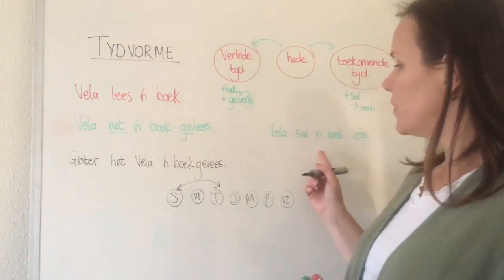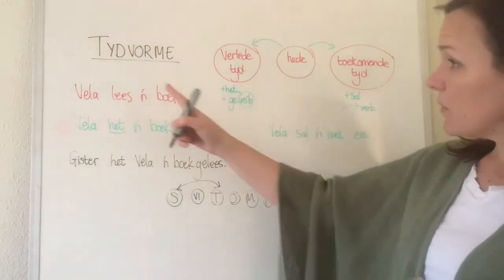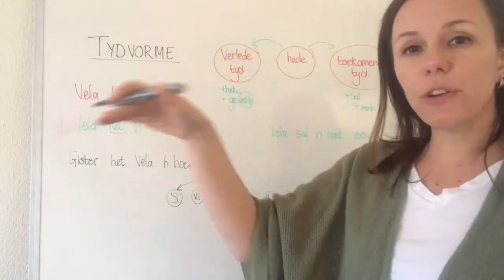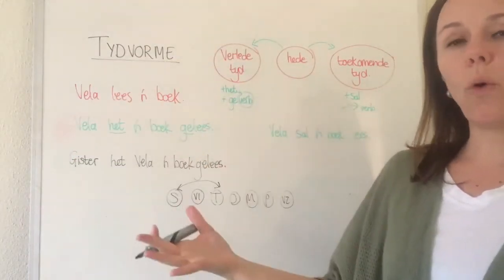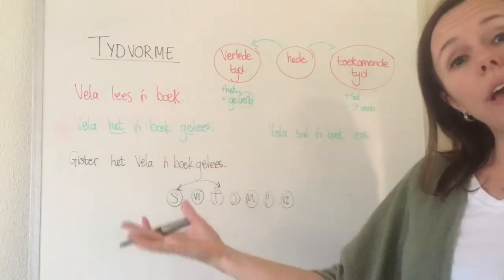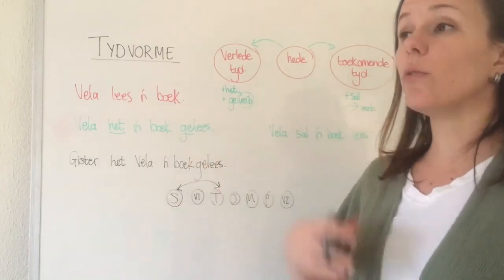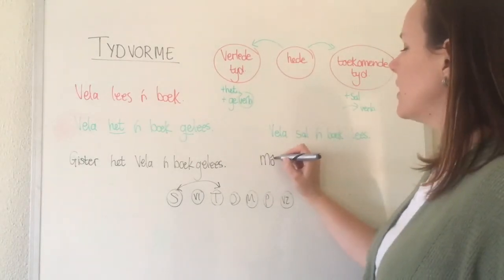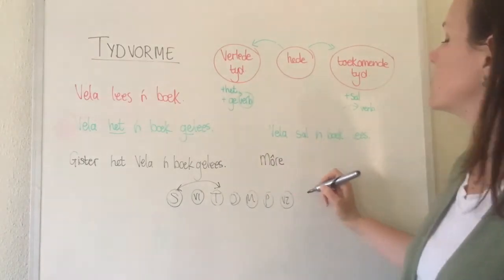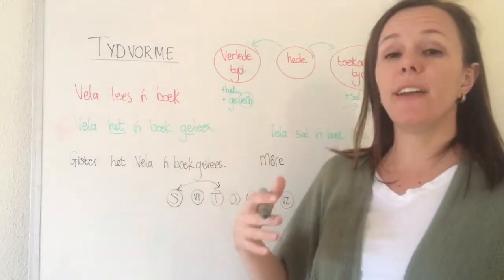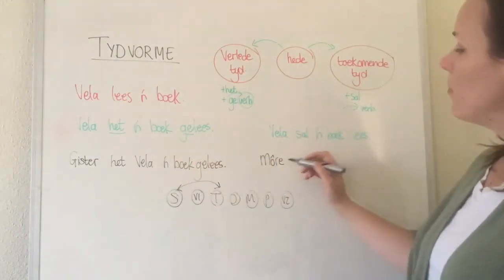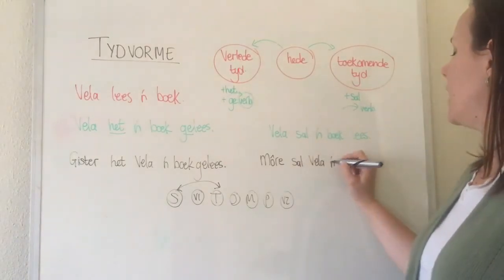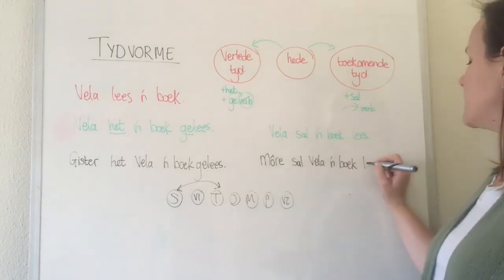So let's look at the future tense. Vela lees a book into the future tense. So now my time word has to be future orientated. So I can say môre, which is tomorrow, or oormôre, the day after tomorrow, or Saterdag, coming Saturday. So let's start with môre. Again, I will tell you what time word to start with. Okay, so tomorrow, Vela will read a book. Môre sal Vela 'n boek lees.